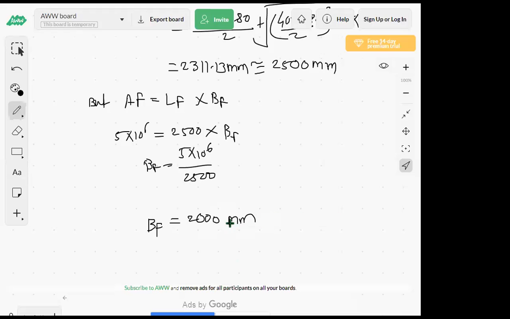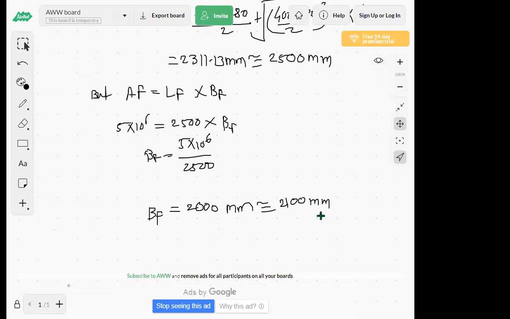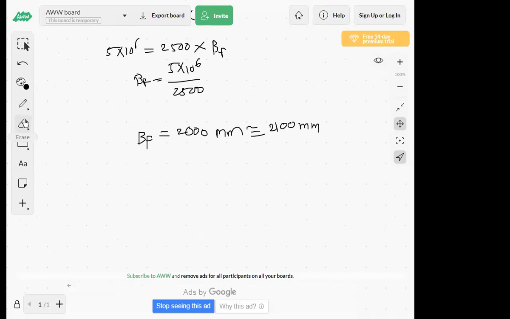Okay, so you can increase or you can keep as it is, no problem. So you can increase by 100 mm, no problem. Okay, so this is your width of foundation. Now calculate depth.